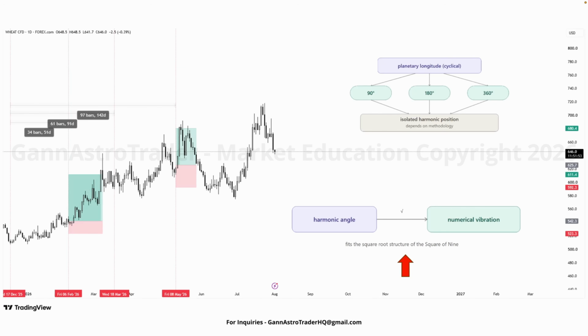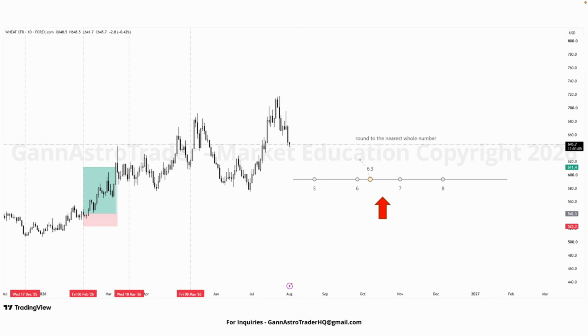Planetary longitude produces continuous values containing decimal places, while the square of 9 is constructed using whole numbers. Since every position within the square of 9 corresponds to an integer, the transformed value must be converted into the nearest whole number before it can be located on the spiral. This creates a practical starting point while remaining consistent with the structure of the square of 9.